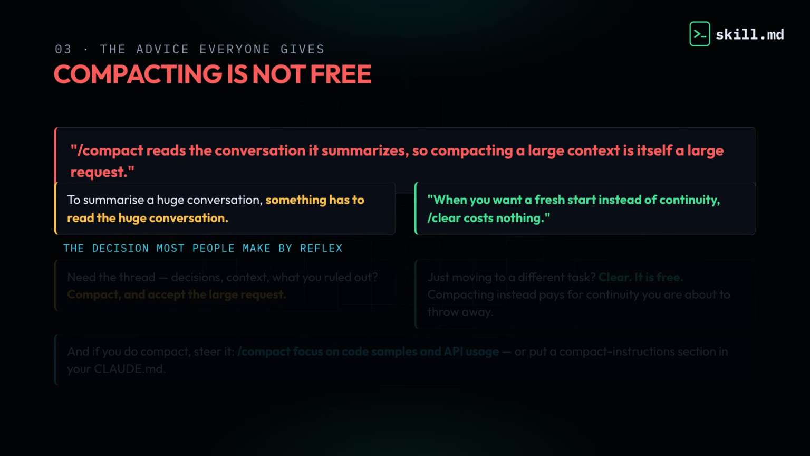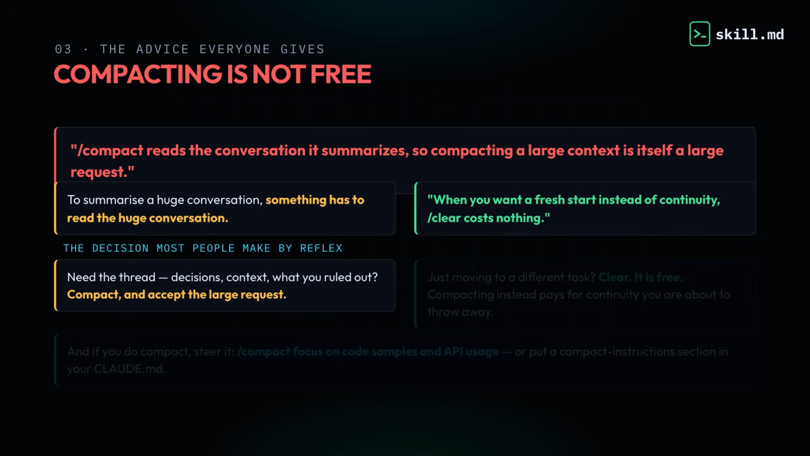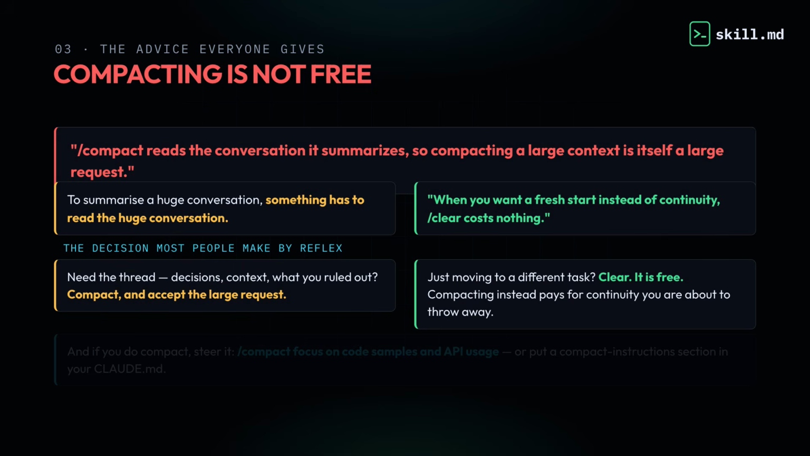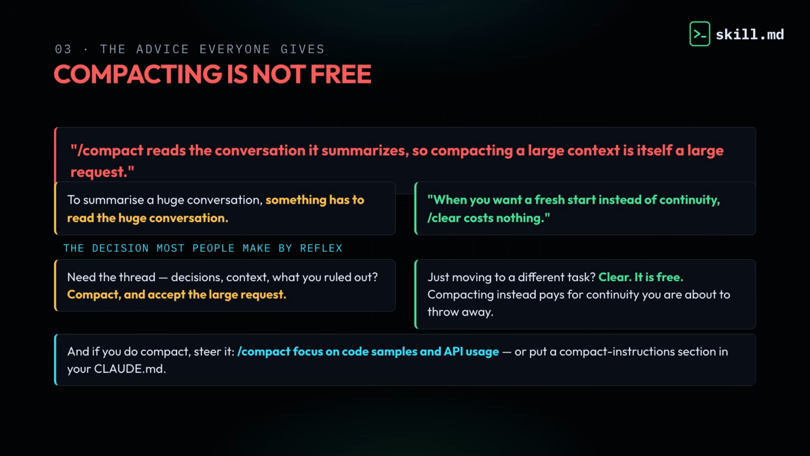So there's a real decision here that most people make by reflex. If you need the thread, the decisions, the context, what you already ruled out, compact, and accept it costs a large request. If you're just moving to a different task, clear, it is free, and compacting instead is paying a large request for continuity you're about to throw away. And if you do compact, you can steer it, /compact, then instructions. Focus on code samples and API usage, say, or put a compact instructions section in your Claude.md so it happens the same way every time.